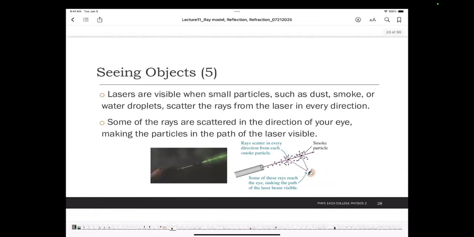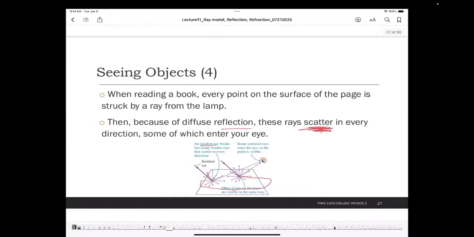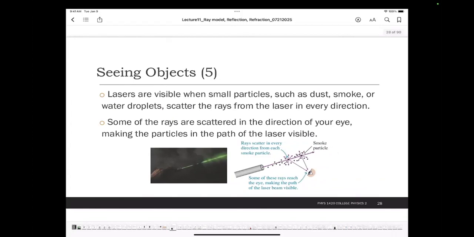And lasers are visible when small particles such as dust, smoke, or water droplets scatter the rays from the laser in every direction, like here. Some of the rays are scattered in the direction of your eye, making the particles in the path of the laser visible. This is an example of scattering, and the book is an example of diffuse reflection. Does it make sense to you?